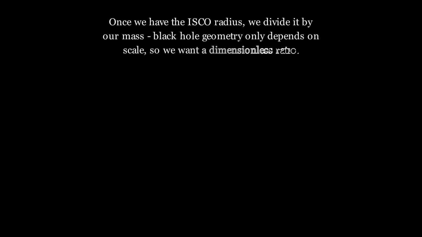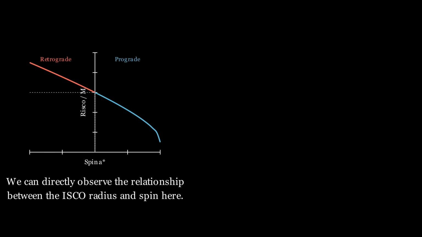Once we have the ISCO radius, we divide it by our mass because black hole geometry only depends on scale. You want a dimensionless ratio. We match the ratio to our spin based on the Bardeen curve. For example, if our ratio was 2, meaning a smaller radius, our spin would be faster. We can directly observe the relationship between the ISCO radius and spin here.